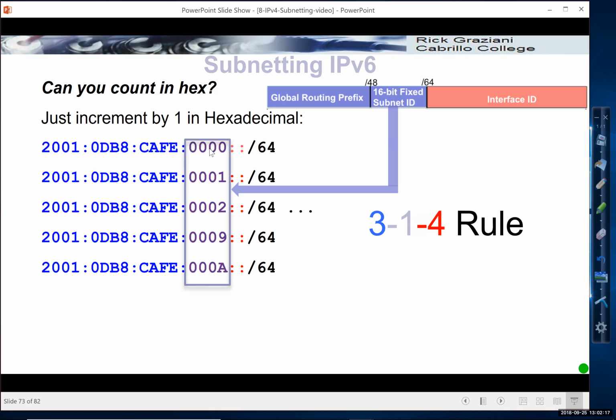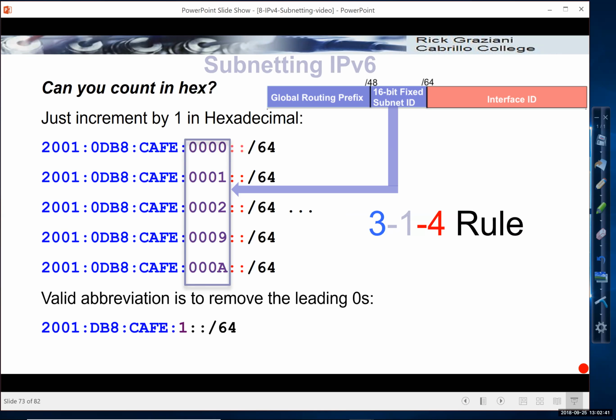So all I have to do is count from 4 hexadecimal zeros up to 4 Fs in this case, count in hex, increment by 1. It's that easy. So I can actually have 65,536 subnets, each one with 18 quintillion hosts. We can abbreviate these. It shows the abbreviation for the hex for the address. But it's that easy.